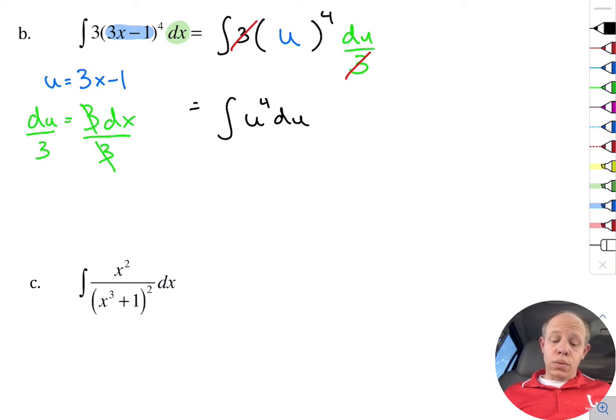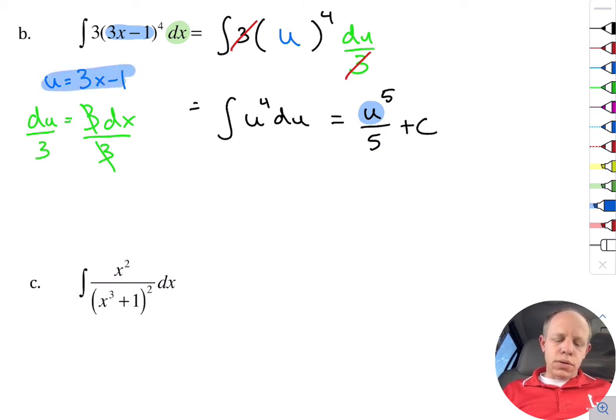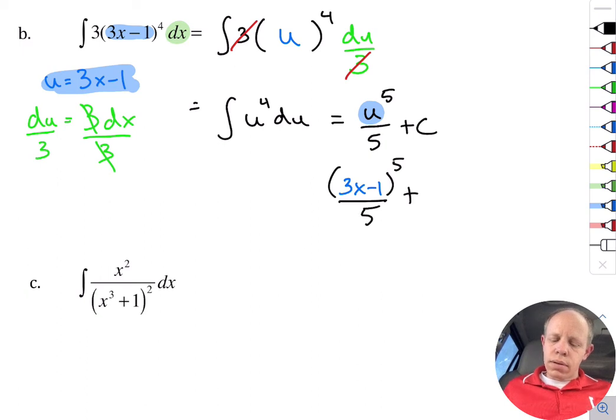All right, at this point, we can go ahead and take that antiderivative, and so it will be u to the 5th over 5 plus c. And now we want to back substitute for u. So we're going to rewrite that as 3x minus 1. And that'll be raised to the 5th power over 5 plus c.